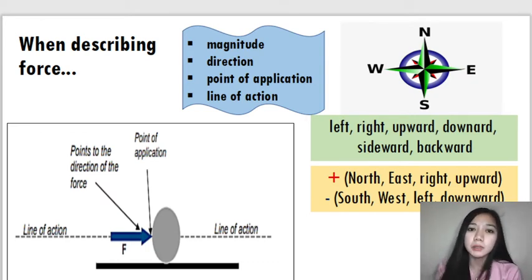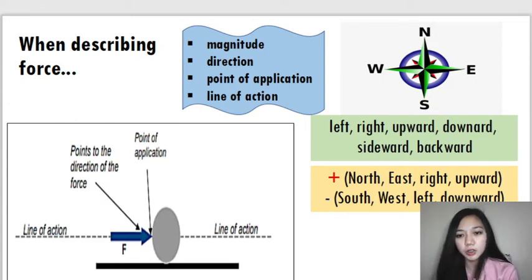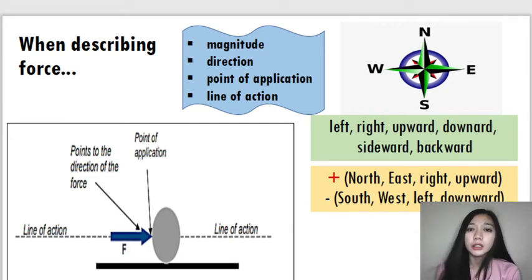But sometimes we could also use signs, positive signs or negative signs. Ginagamit lang natin ang positive sign kung gusto mong i-represent that the force is in north direction or in east direction. Sometimes in right direction or upward direction. On the other hand, ginagamit mo lang ang negative sign kapag gusto mong i-represent na yung direction ng force ay south, west, or to the left, o kaya naman downward. Okay? Now, let me give you an example.